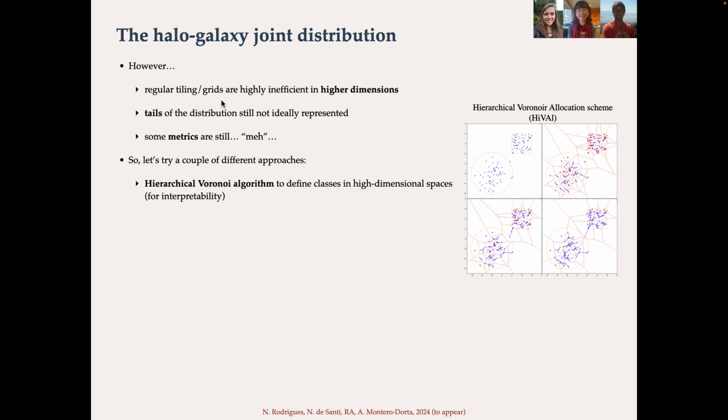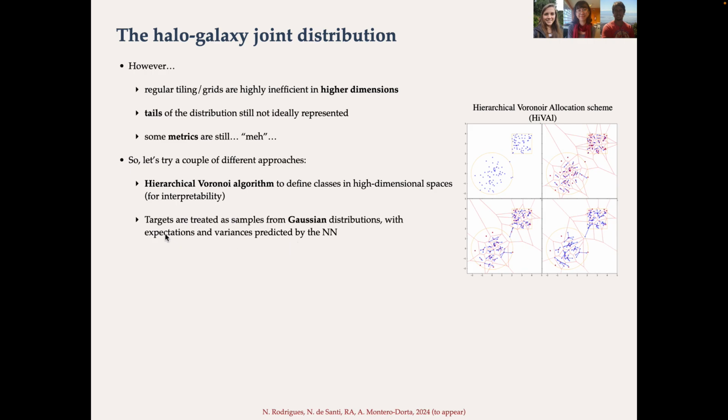One of them was that instead of doing tiling and gridding, we defined classes in terms of a Voronoi-based algorithm for creating these classes. So basically, it's a hierarchical Voronoi algorithm that defines classes in any number of dimensions. The advantage is that these classes have a certain fixed number of instances, which is what you need in order to train any of these neural networks. So that's one way of solving and going to higher dimensions.